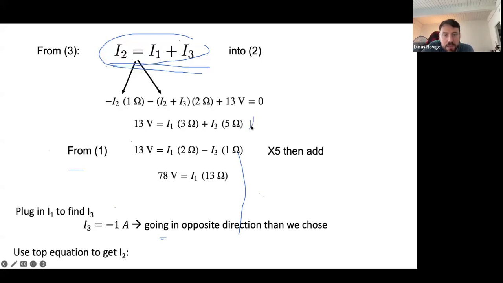From this equation here, if we add 5 times this first equation between I3, we're going to get rid of this I3, and then we have 10 times I1 that is added to this, and 5 multiplied by 13 volts that's also added to this equation. And so that leaves us with 78 volt is equal to I1 multiplied by 13 volts. So now we have an expression for I1. I1 is well defined.